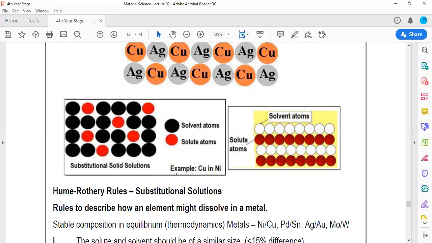For example, we have copper and nickel. Say nickel is the solvent and copper is the solute. Again, this one will be like that, in layers. That's the solute, and that's the solvent. So two different structures, but both of them are substitutional.